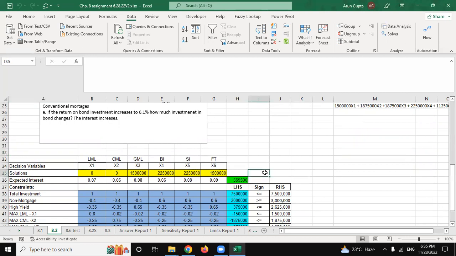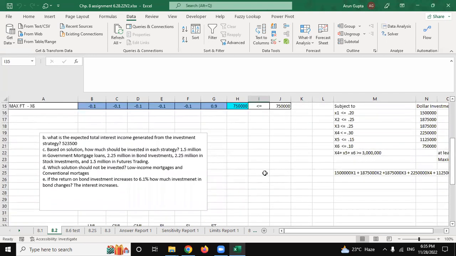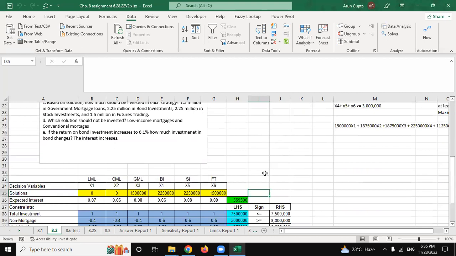This is also done using the Excel Solver, the same as we did for the solution above. So if you require this solution Excel file, you can contact me or reach out to me on my WhatsApp or Telegram number. It will be the same.